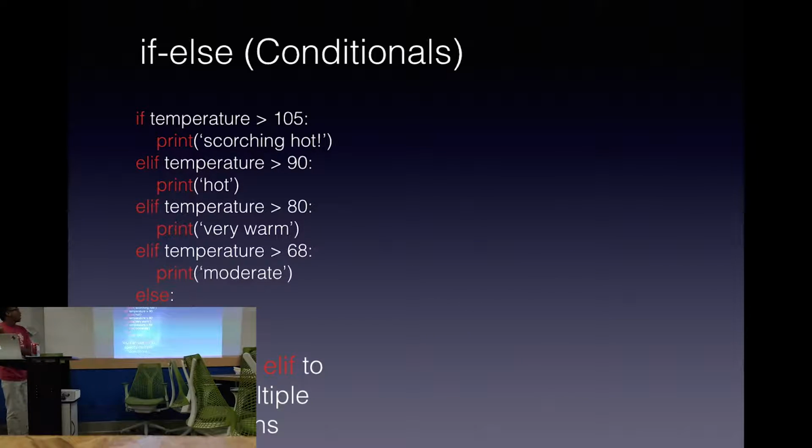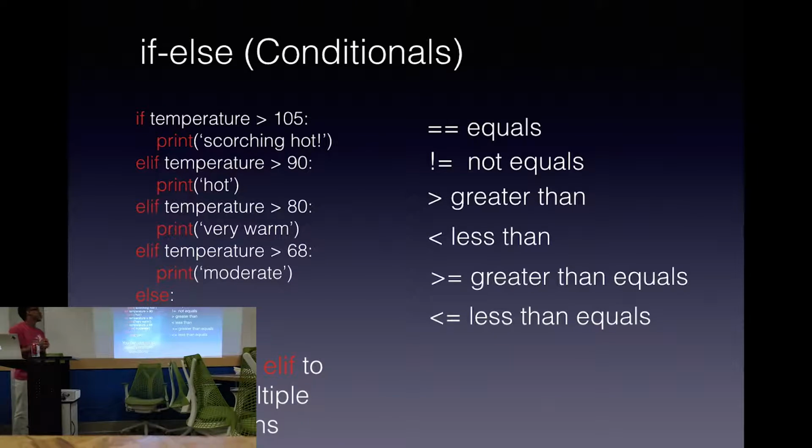Then you can also add multiple conditional statements by nesting these else statements. So if the temperature is over 105, it's scorching hot. If the temperature is over 90, it's hot. Essentially. And then these are all the Boolean operators that you can use to actually check for true or false statements, or at least some.